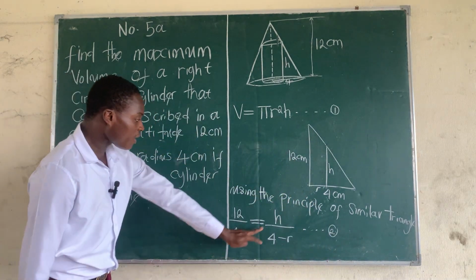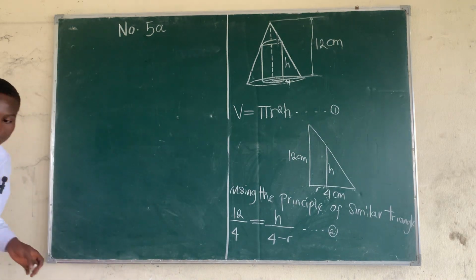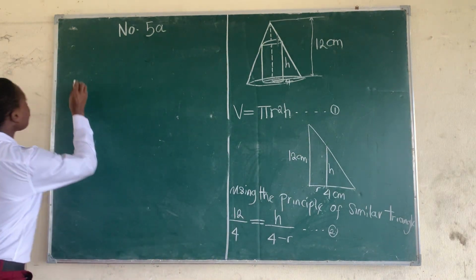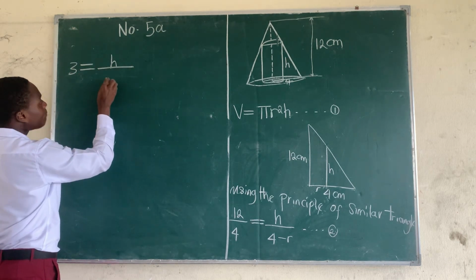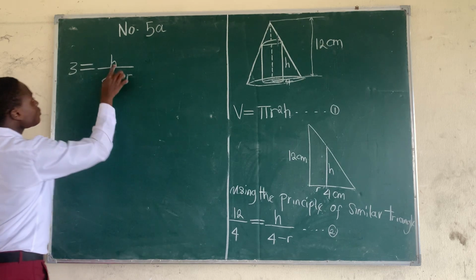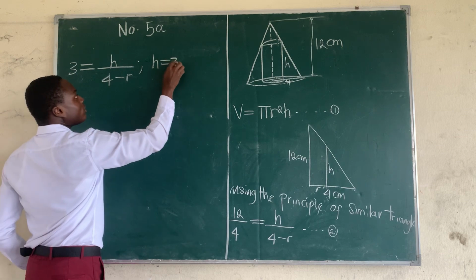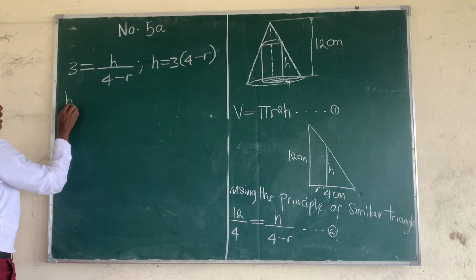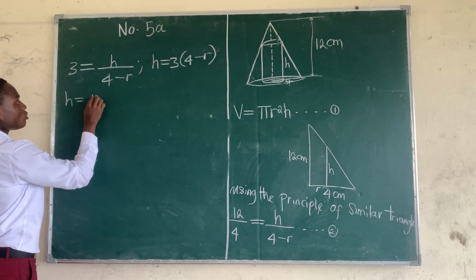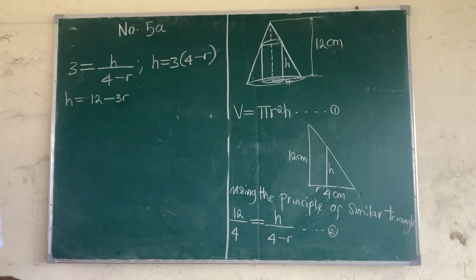So next we need to find H. Just make H subject of formula from there. So 12 over 4 will give us 3, and this is equal to H over 4 minus R. So let's make H subject of formula. We have H equal to 3 into 4 minus R. So our H, which is the height, becomes 12 minus 3R.